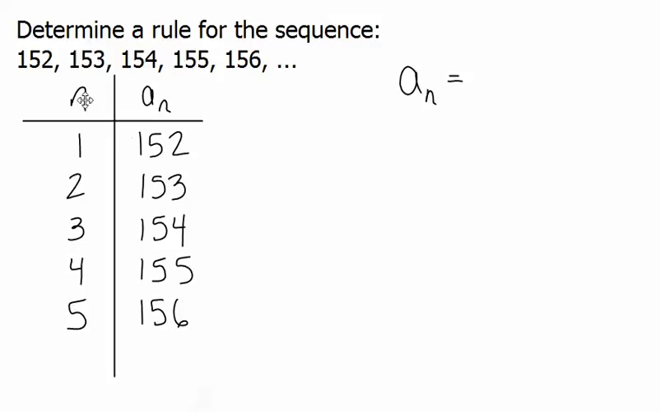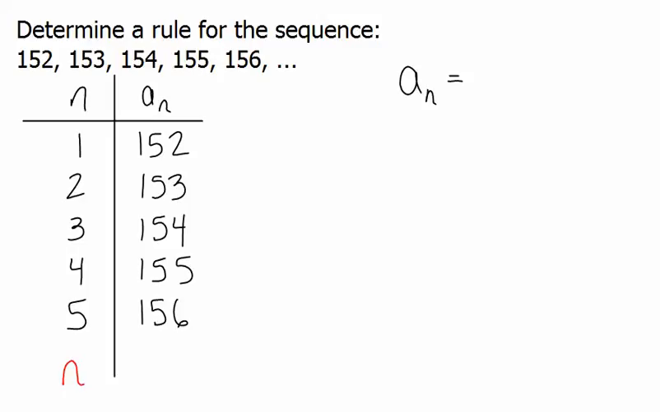It's simple. The first item in the list is 152. The second item in the list is 153. The third item in the list is 154. The fourth item in the list is 155. The fifth item in the list is 156, and our goal is to figure out an algebraic expression for the nth term in the list. A way for us to quickly generate the 20th term, or the 40th term, or whatever term we're interested in.